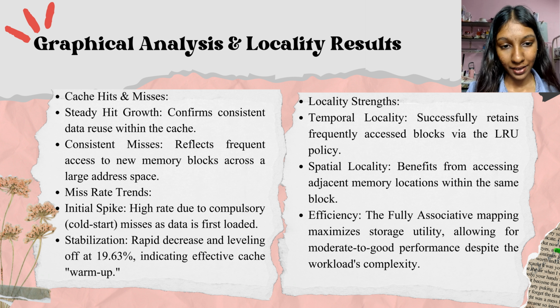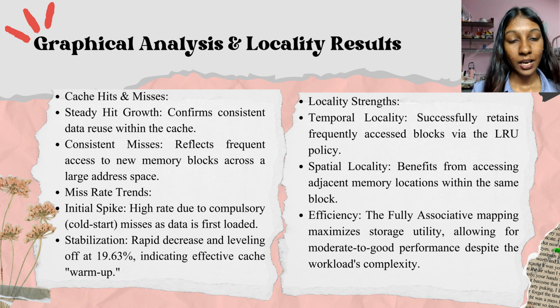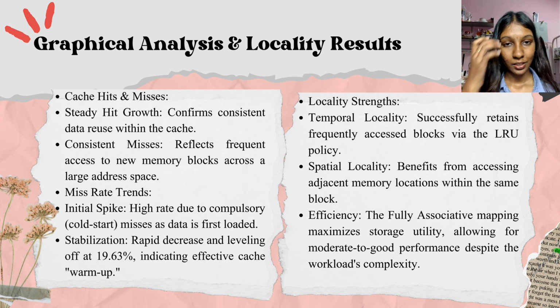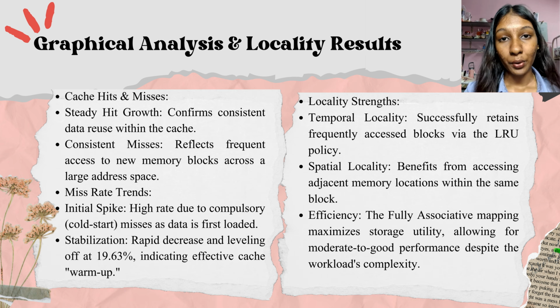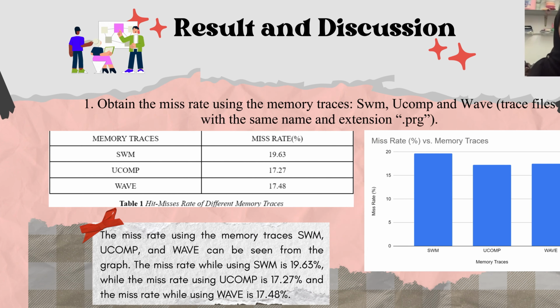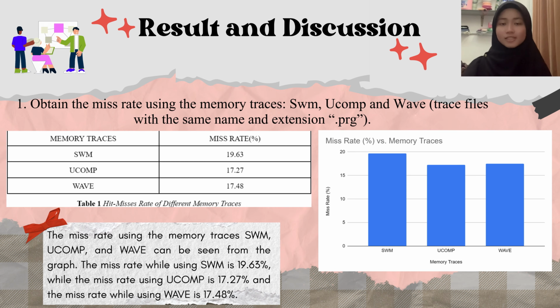As for the locality strengths, temporal locality successfully retained frequently accessed blocks via the LRU policy. Spatial locality benefits from accessing adjacent memory locations within the same block. For efficiency, the fully associative mapping maximizes the storage utility, allowing for moderate to good performance despite the workload's complexity.